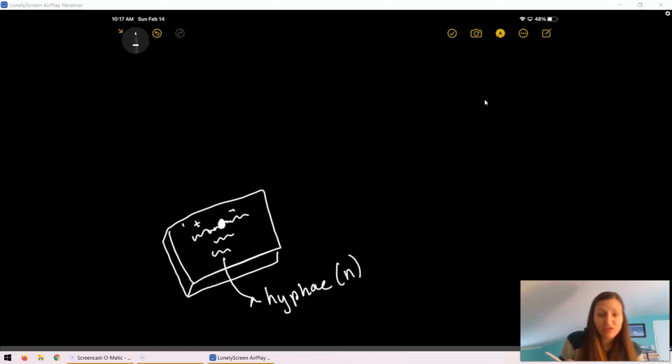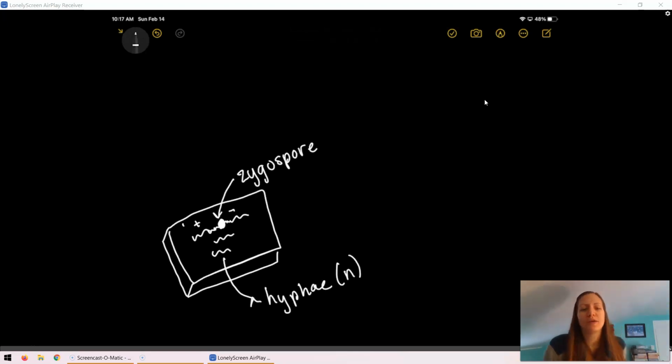And when they touch, they form together into a structure called the zygospore. This is where the name zygospore fungi comes from. This is where the name Zygomycota comes from. So again, this haploid positive hyphae and this haploid negative hyphae are starting to grow together. And when they get close enough together, they start creating this zygospore.